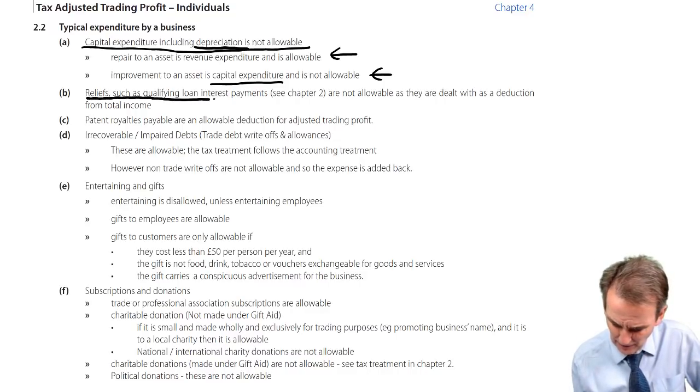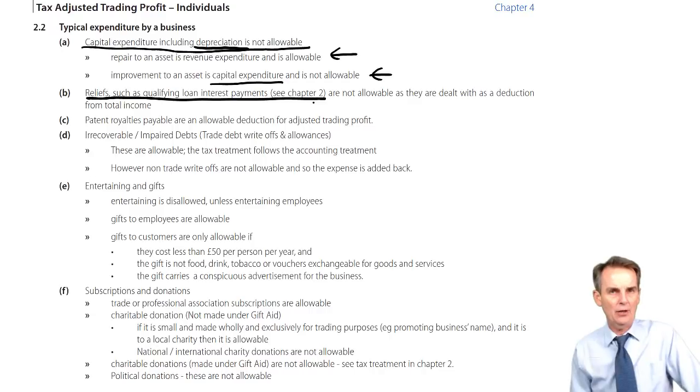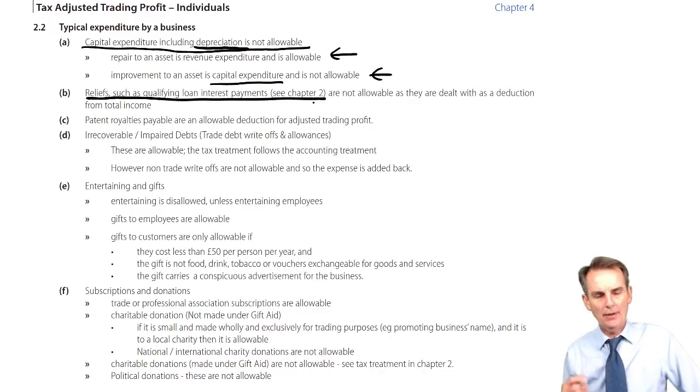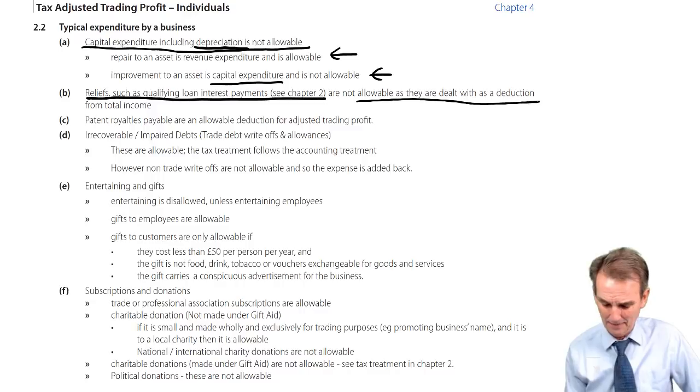Reliefs such as qualifying loan interest payments, see Chapter 2. There was a list of qualifying loan interest payments. What happened there was they were deductions from your total income. They were not an expense to be deducted in deriving a single source of income like your trading income there. And that's the point that we make here.